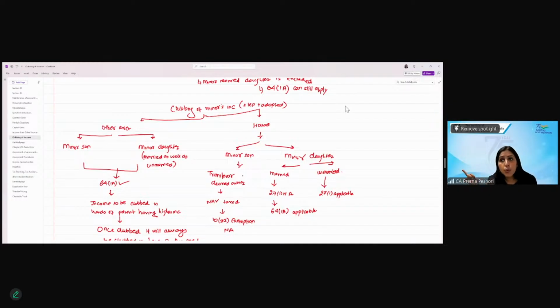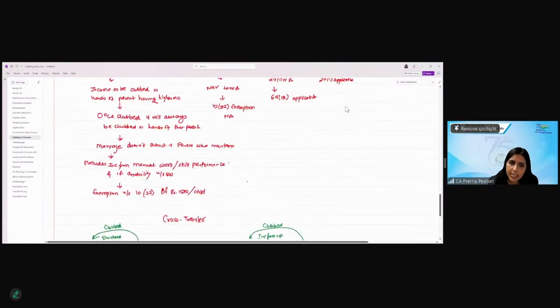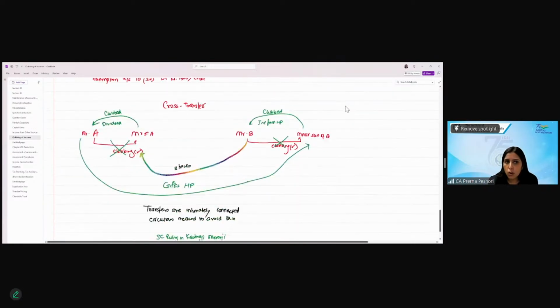And if you go under 27, the 1,500 rupees exemption is not available because now the income is getting taxed under 27 and not under 64. But if it is a case of the minor married daughter, then in that particular case, the income from the house property will be clubbed in the hands of the parent whose income is higher. Normal clubbing. And then they can claim the 1,500 exemption. If it is any other asset, be it minor son, be it minor daughter, unmarried, married, whatever, 64(1)(a) is applicable. Are we clear? Yes. Last point, coming to the cross transfer.